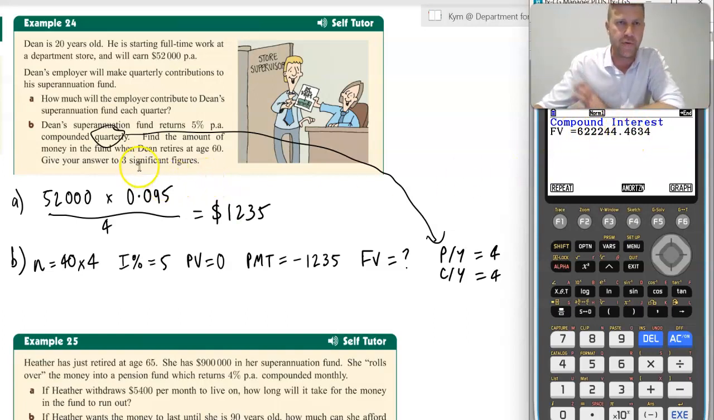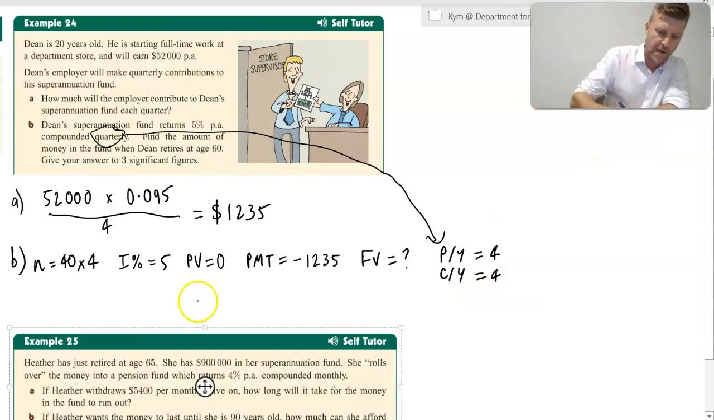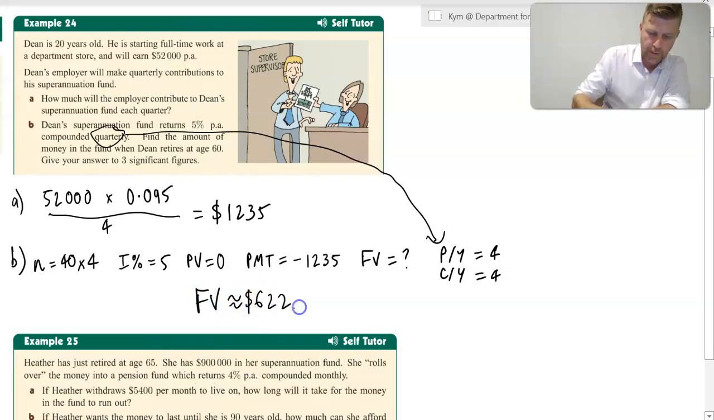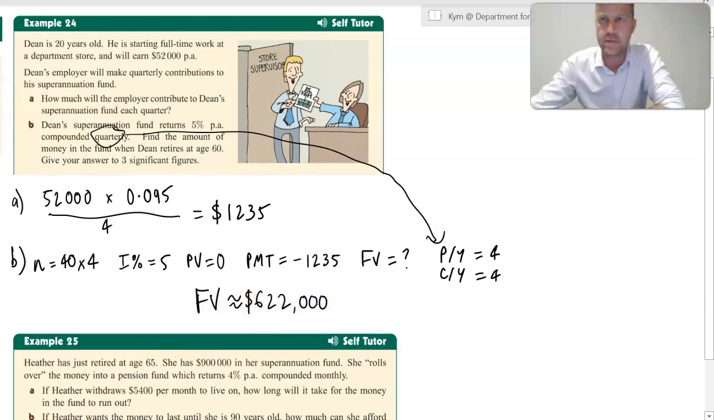Now it's asking us to round to 3 significant figures. So we're actually going to round it to $622,000. Okay, so the future value is approximately $622,000. So that's it. That's how you determine superannuation based on all those things.